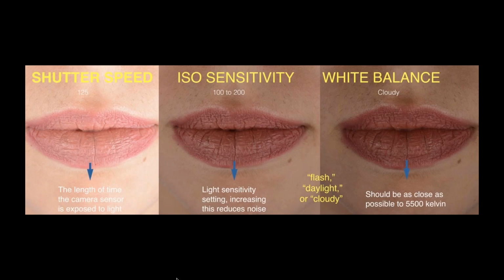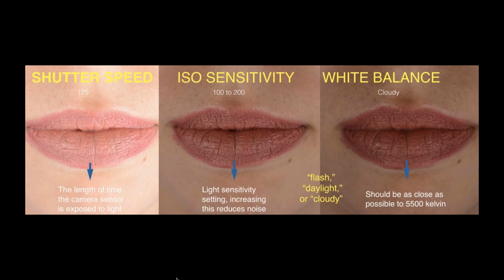At the same time, I don't want it to be so slow that I'm allowing more light and more opportunity for me to move my hands or make the picture look a little blurry, because the shutter's open so long and any little movement I have will affect that. So my shutter speed is predominantly 125 to 200, never more than that.